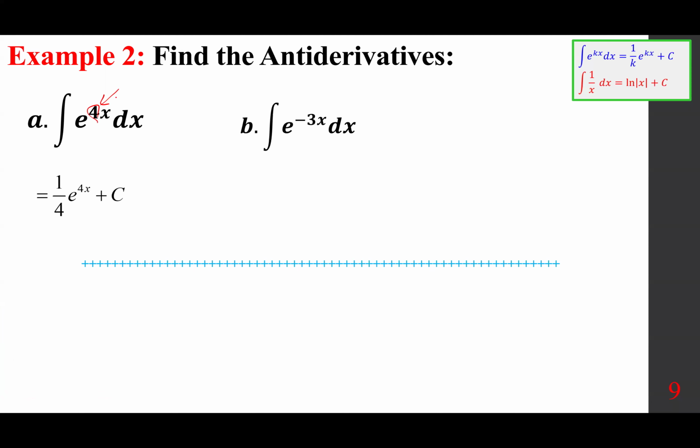What about the integral of e to the power minus 3x dx? K is negative 3. The answer is itself. Divide by negative 3. So negative 1/3 e to the power of minus 3x and a constant.